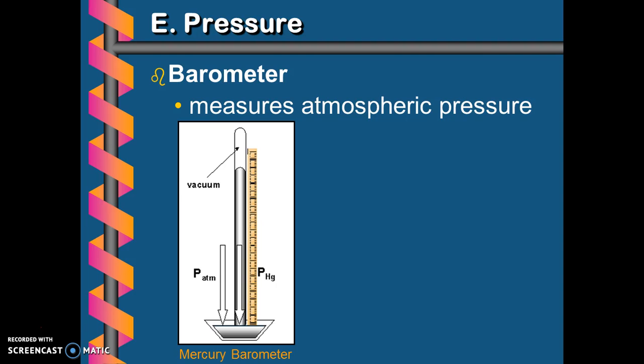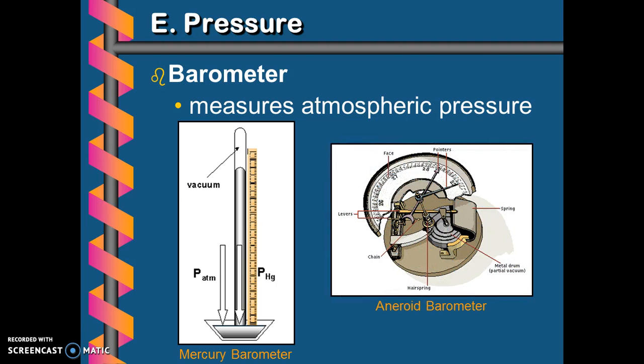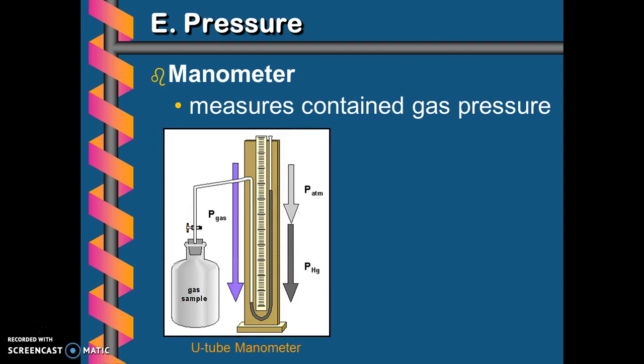So here's another picture of a barometer showing you what happens. And then this is an aneroid barometer, which is more mechanical in nature rather than the mercury barometer. Then we have something called a manometer, which measures gas pressure in a container, such as maybe if you had a propane tank on a grill, you might have a manometer. And this basically works so that you have a U-tube manometer. This is the original U-tube right here.